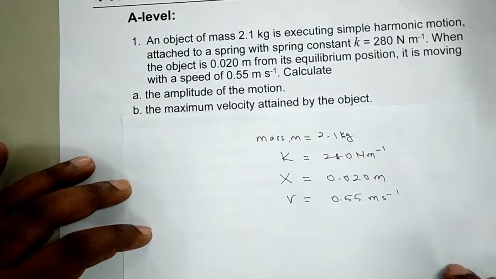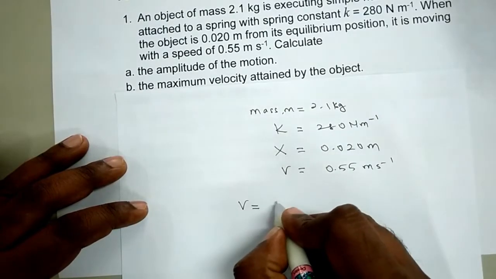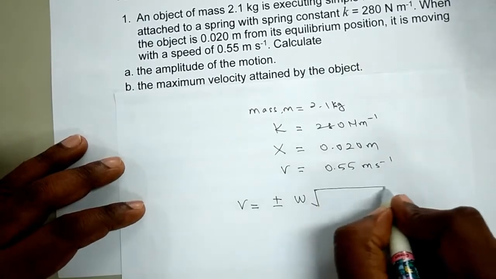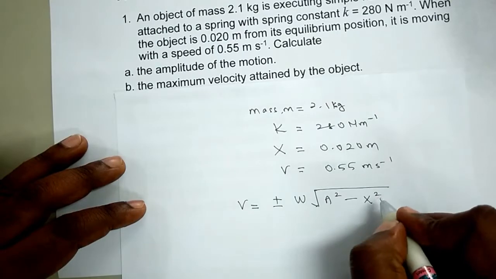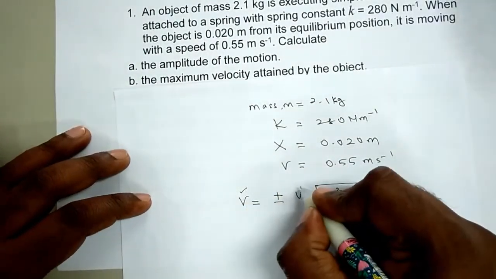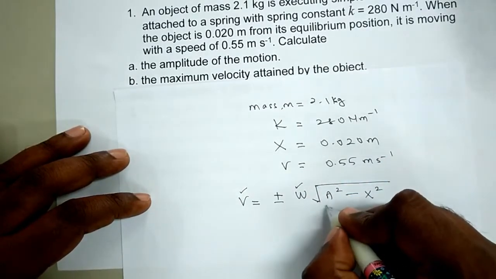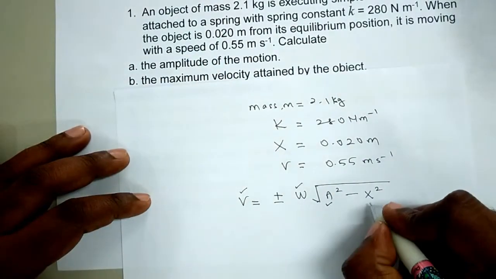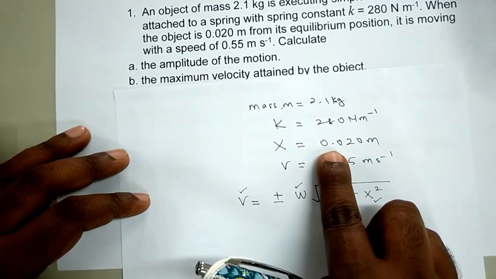We can find the amplitude by using the speed of the particle. v equals positive negative omega square root of a squared minus x squared. v is given, omega we have to find out, a is the amplitude which we are going to find in section A, and x is the displacement which is given as 0.020 meter.